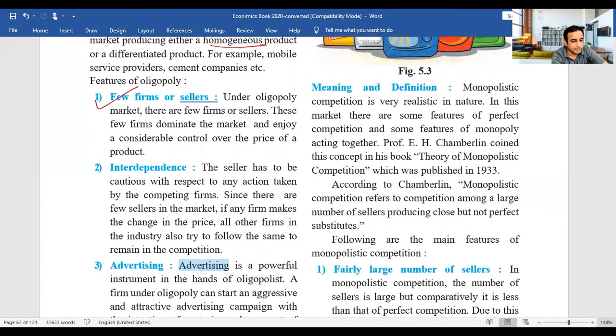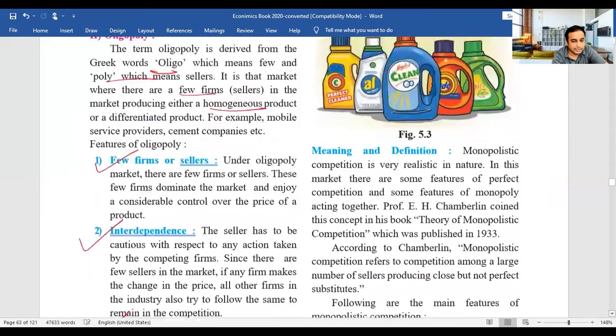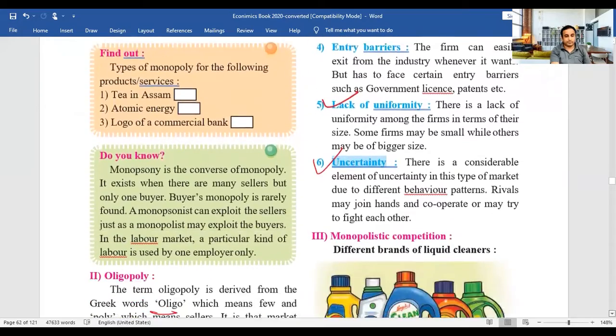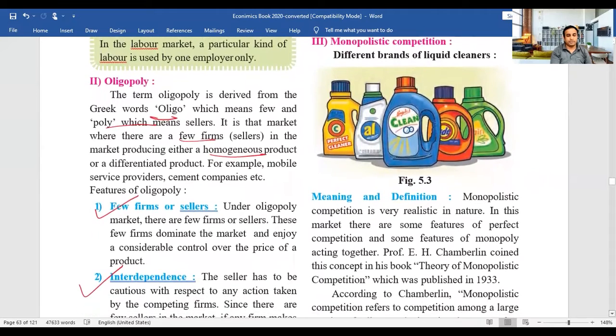First, there are few sellers. Then there is interdependence, advertising. There are entry barriers, lack of uniformity, and uncertainty. Monopolistic competition. So monopolistic competition is very realistic in nature.